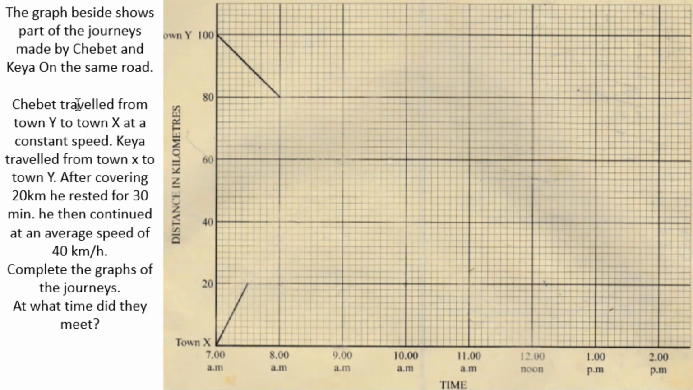So starting with Chebet, for Chebet it's very easy, because if you travel at a constant speed, it means the gradient of the slope given, this line given here from town Y, you'll move in the same direction all the way to the bottom, because the speed did not change. So it continued the same direction and the same way it was moving up to the end. So when you go to the next page, I will just draw a straight line to represent Chebet going up to the end.